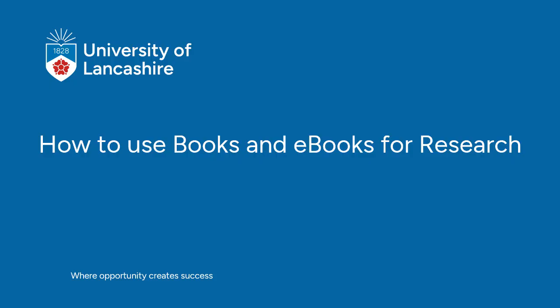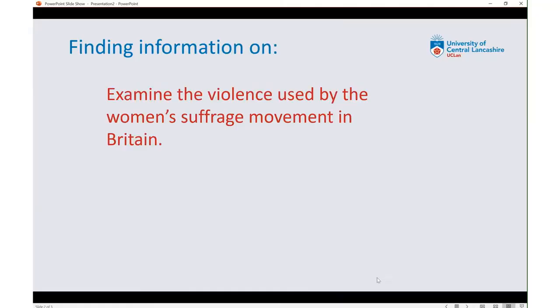First of all, you need to know the question that you're answering for your assignment. So I'm going to be using an example in this session which is on screen now. It's examine the violence used by the women's suffrage movement in Britain.